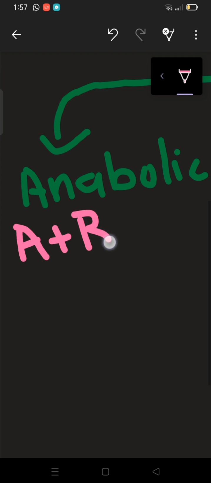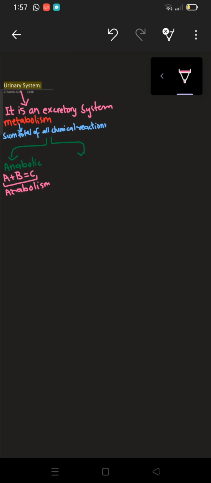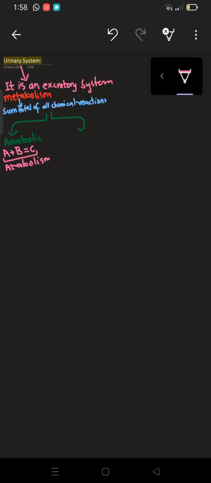So let me write the equation here. In this process, two compounds are combined together and they form another product. So this process is known as anabolism, in which a new product is formed. Now we have another process which is catabolism, or catabolic reaction.